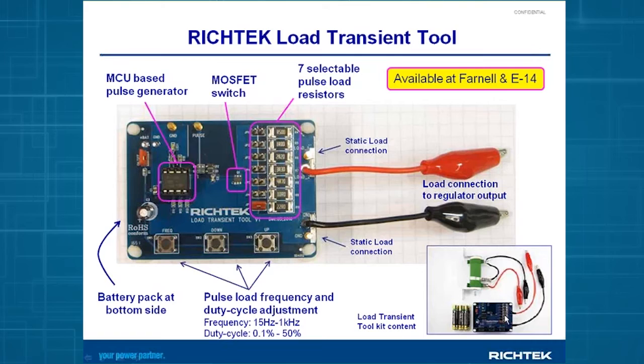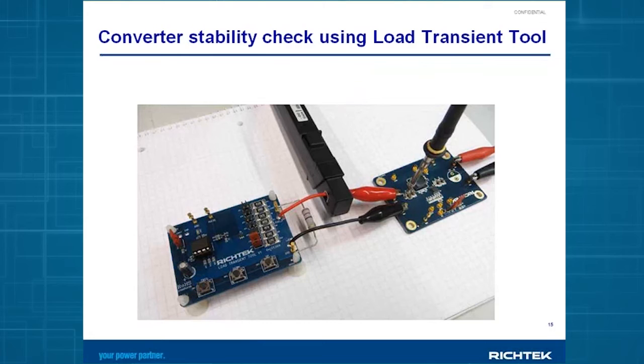The total tool kit will include batteries, the load transient board, and an adjustable power resistor. And it also has extensive documentation to teach you how to use this tool to test various converter types and what you need to take care of when you use this tool. I will now show you an example on the RT6204 evaluation board in combination with the Richtek Load Transient Tool.